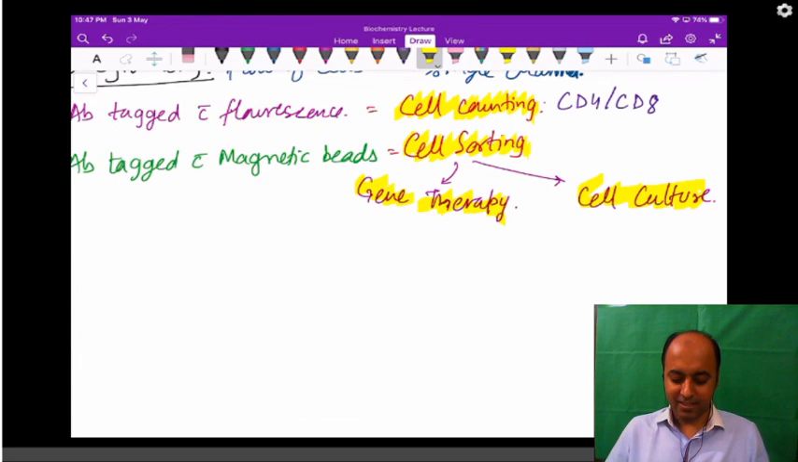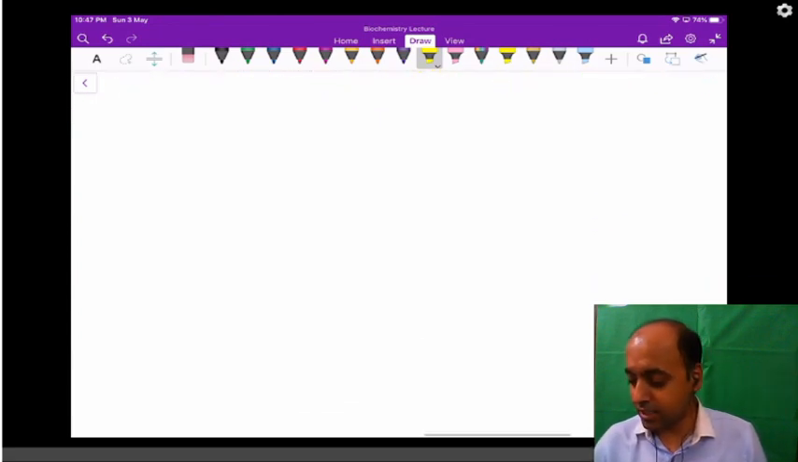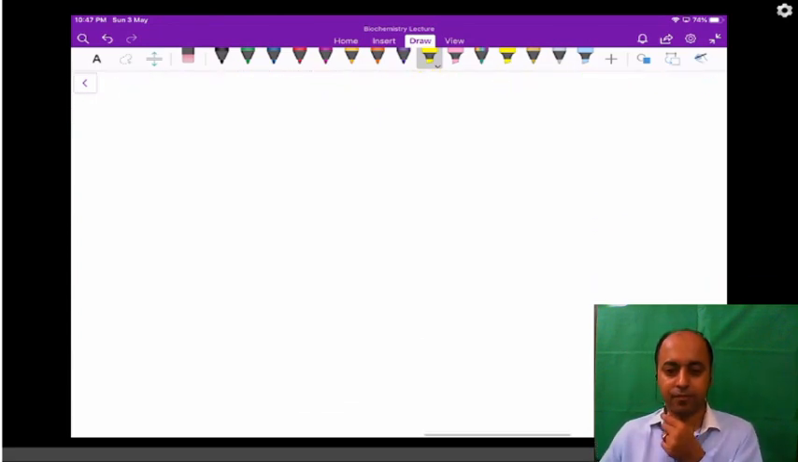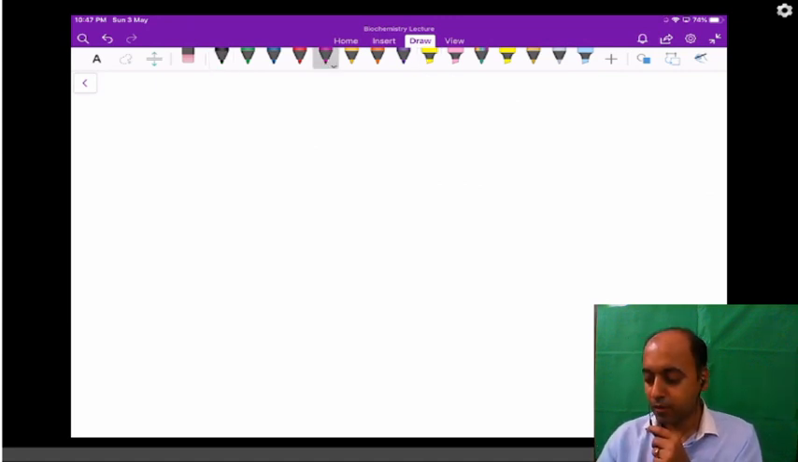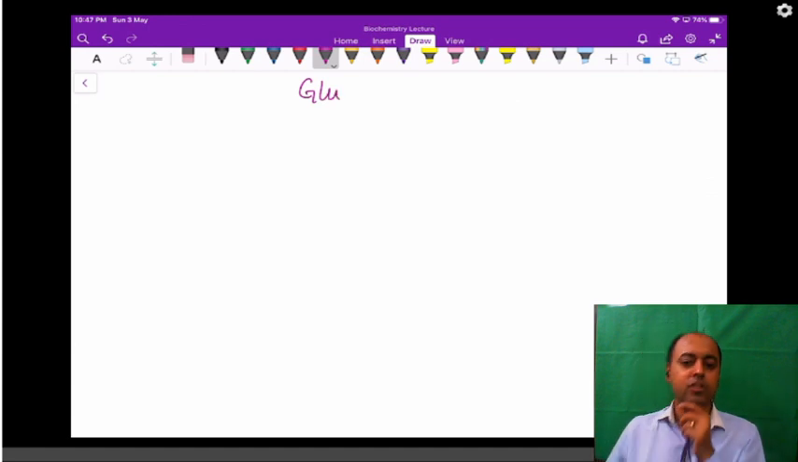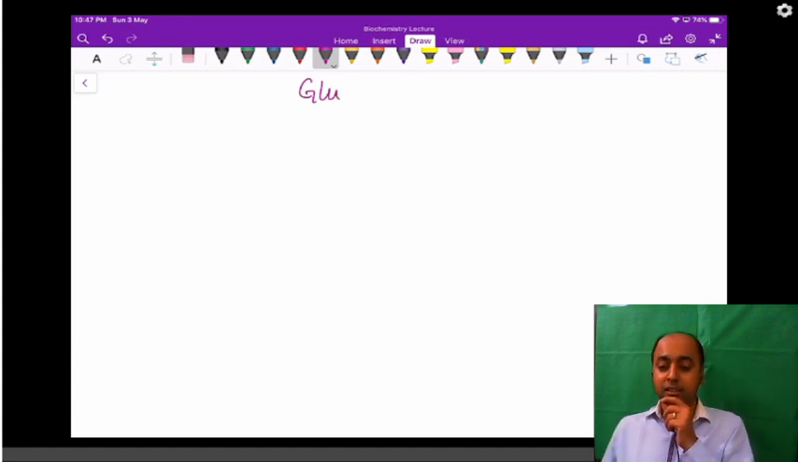Okay, that's a tall order. Let's see what we can do about it. We'll try to link the metabolic cycles. Typically, when we are talking about linking the metabolic cycles, we start with glucose.